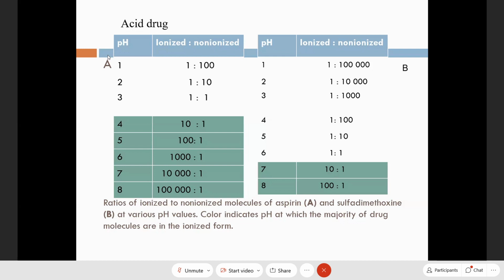So the conclusion from here is that an acidic drug, in the acidic environment, is in the non-ionized form, and penetration through the cell membranes is good. Okay, so actually this one explains the previous slide.